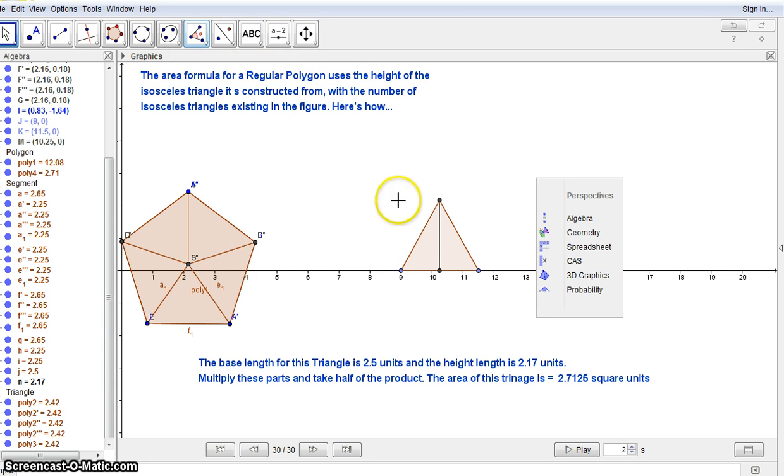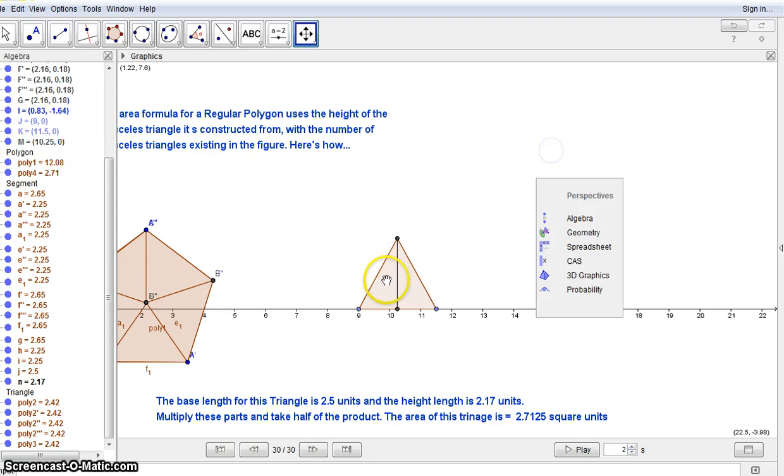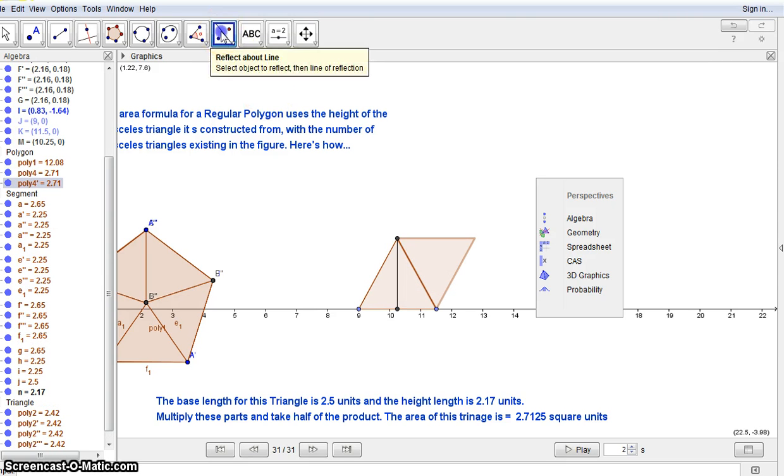Now we're going to create the hexagon from the equilateral triangle we started with. There's going to be 6 of them. The area is going to be somewhere between 12 and 18 because we're simply going to multiply the area times 2.7125. So let's reflect this figure over this segment.